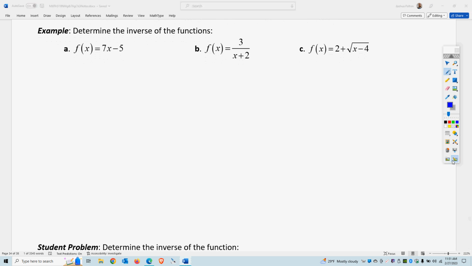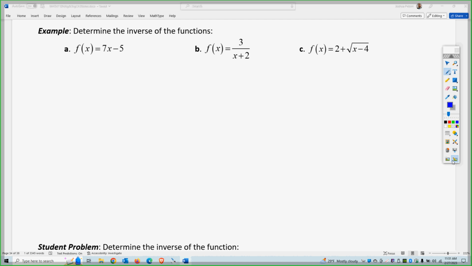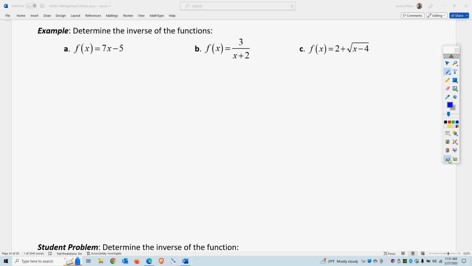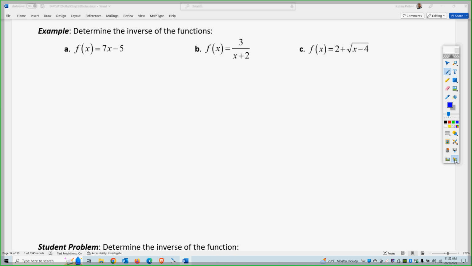Okay, so we're going to write this in equation notation first. So y equals 7x minus 5, right? This is the original.